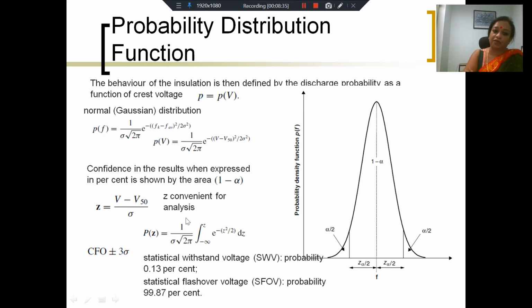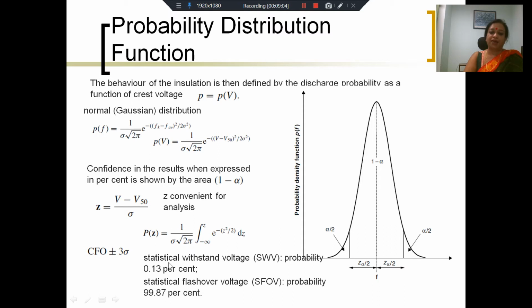So therefore the confidence intervals are of importance. So I might be talking about CFO. CFO is the critical flashover voltage, which has V equal to V50, or Z equal to 0. This could be the critical flashover voltage if we are talking about flashover. It could be the critical disruptive voltage if we are talking about breakdown. And generally we work with CFO plus minus 3 sigma, sigma being the standard deviation.